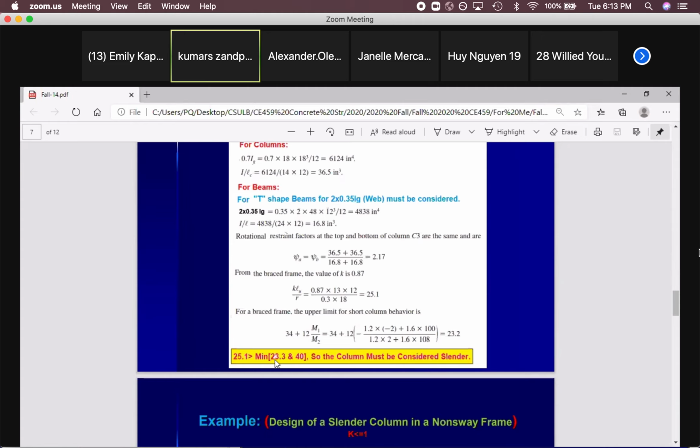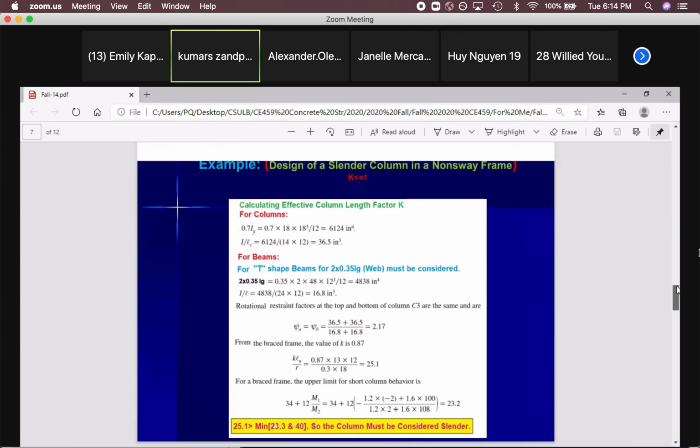Then we have to compare with the maximum of those two numbers. Can you remember? We should go with 34 plus 12 M1 over M2 and compare that with 40. So M1 over M2, what's the M1? 1.2 times negative 2 plus 1.6 times 100. This is M1 because it's less. 1.2 times 2 plus 1.6, that's the maximum M2. So M1 over M2 is negative.